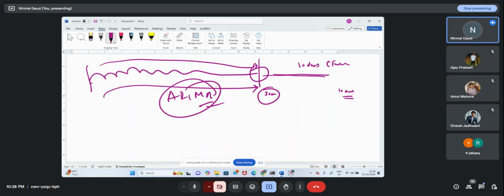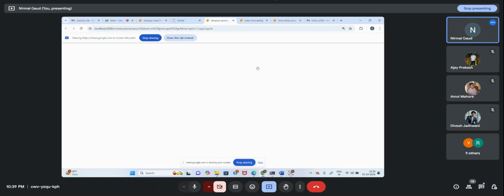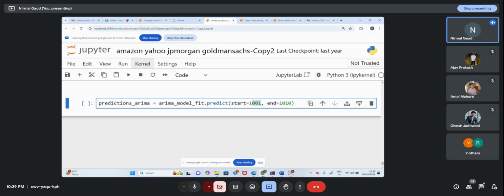So for example, you are having 100 till here. You are having 100 till 3rd October. You want data from 4th October, 5th October, 6th, 7, 8, 9, 10. So in your ARIMA, that's what I told, start from where? Start from 1001. That means till 1000 you already have predictions. Now you have to start from 1001 and end at 1010. Next 10 days you have to predict. Got it?